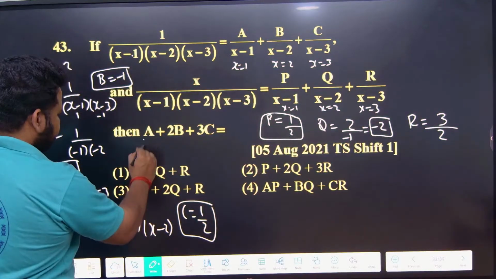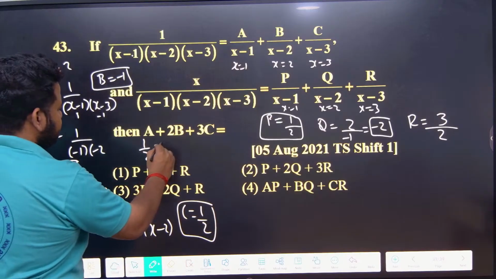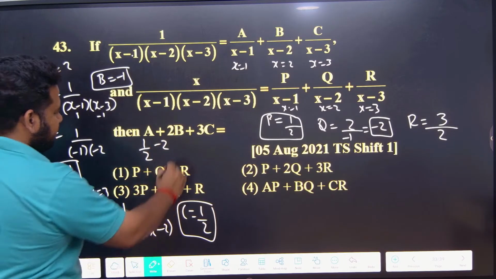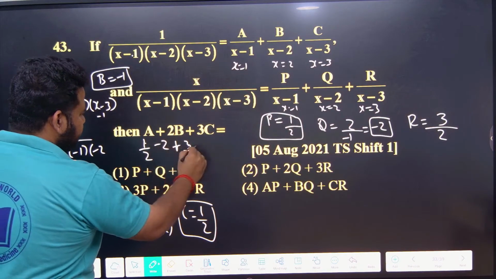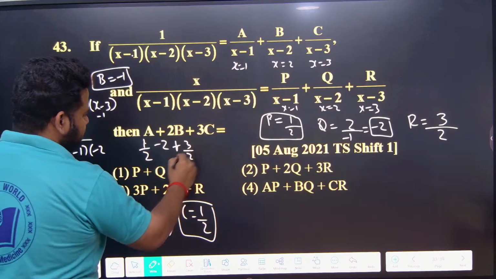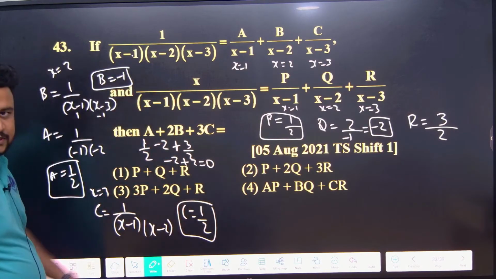So a plus 2b plus 3c. A is 1 by 2. 2b is minus 2. 3c is 3 by 2. See here, 3 by 2 plus 1 by 2 is 4 by 2, which is 2. So I will get minus 2 plus 2, that value will be equal to 0.